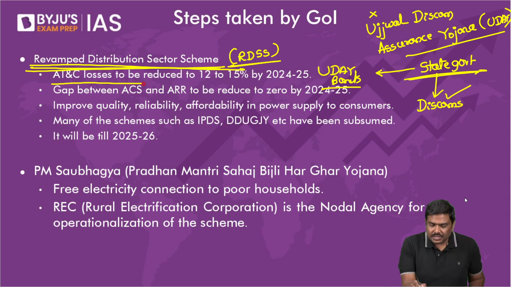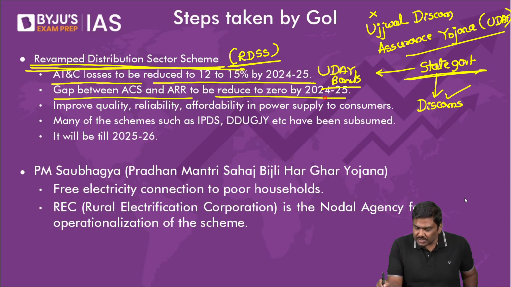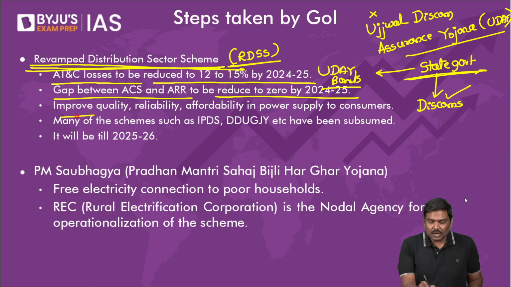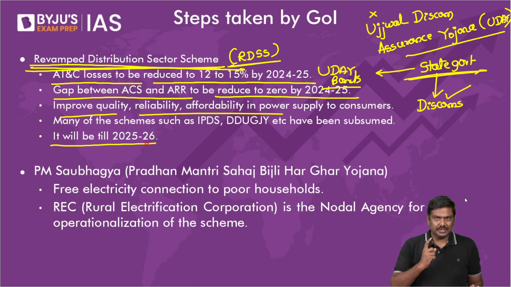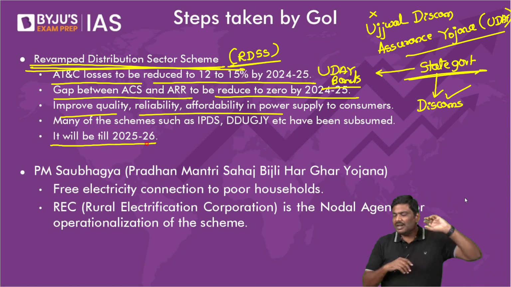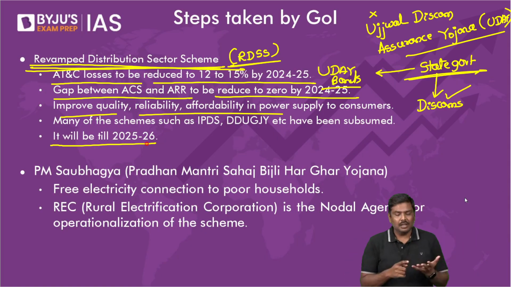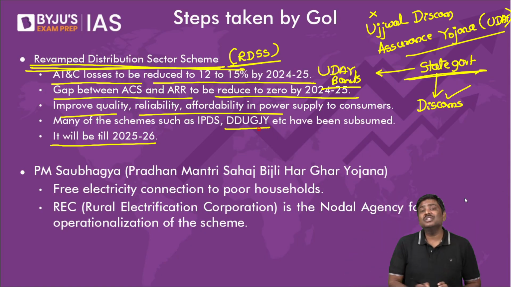AT&C losses are to be reduced to 12 to 15% by 24-25. The gap between ACS and ARR is to be reduced to zero. Improve the quality, reliability and affordability of power supply. It will be implemented till 25-26. And there were multiple earlier schemes. For example, there was a scheme by the name of DDU-GJY, Deen Dayal Upadhyay Gram Jyoti Yojana. This has been brought under RDSS now.